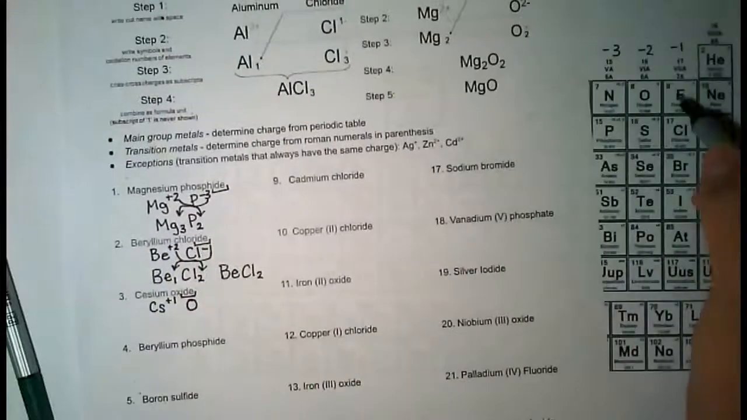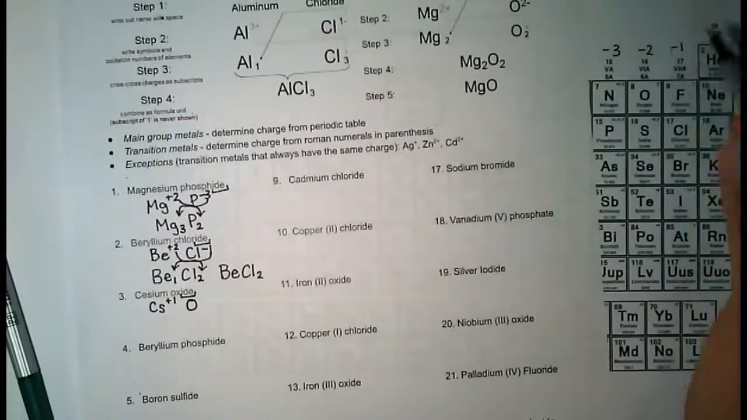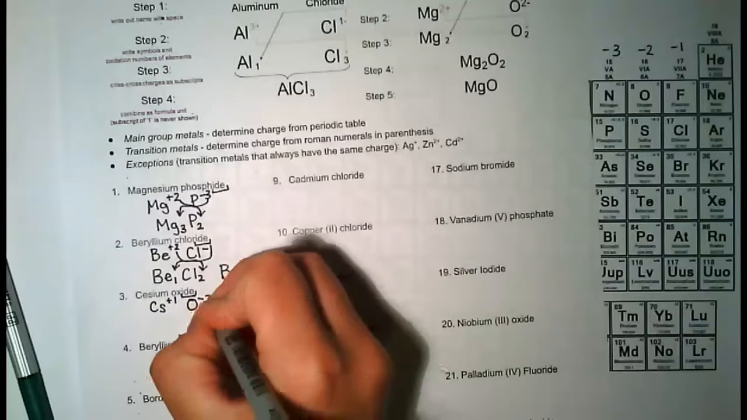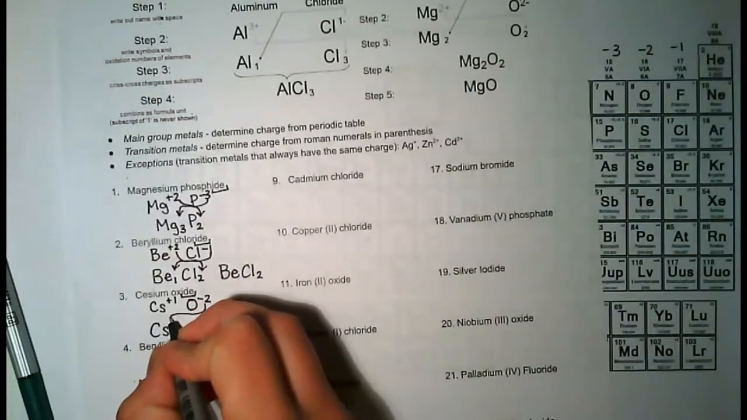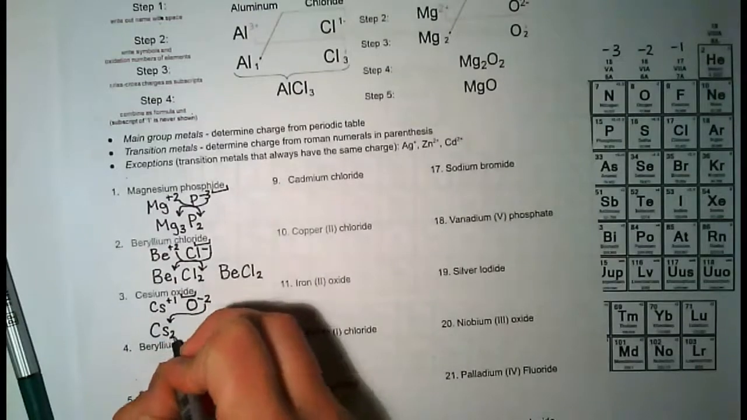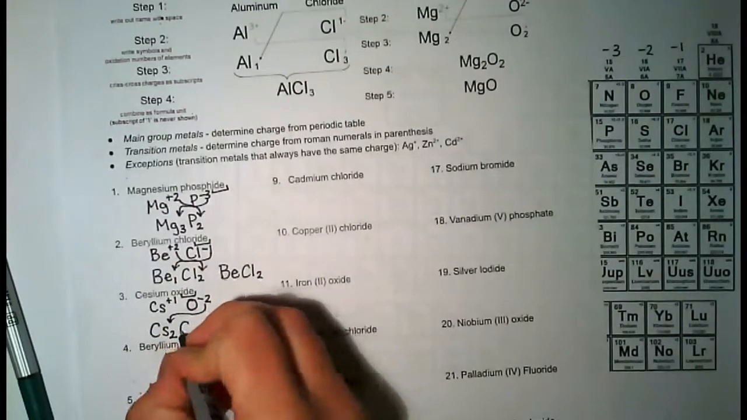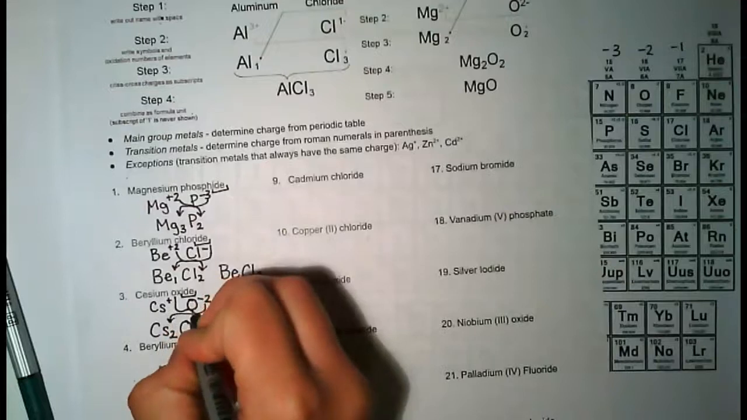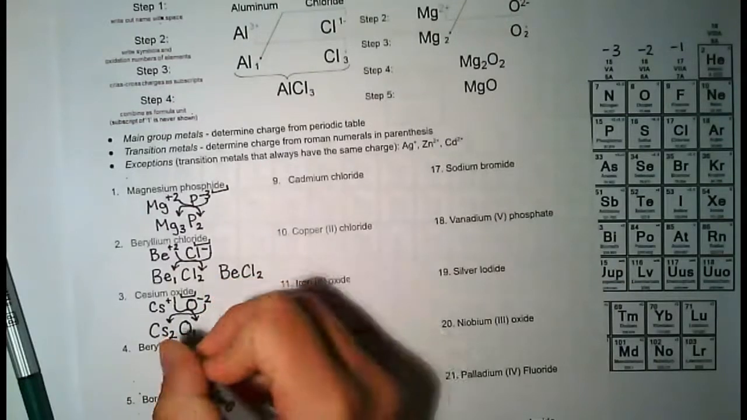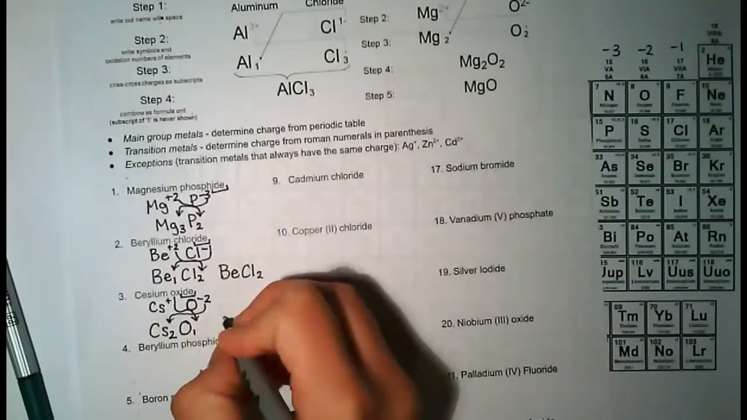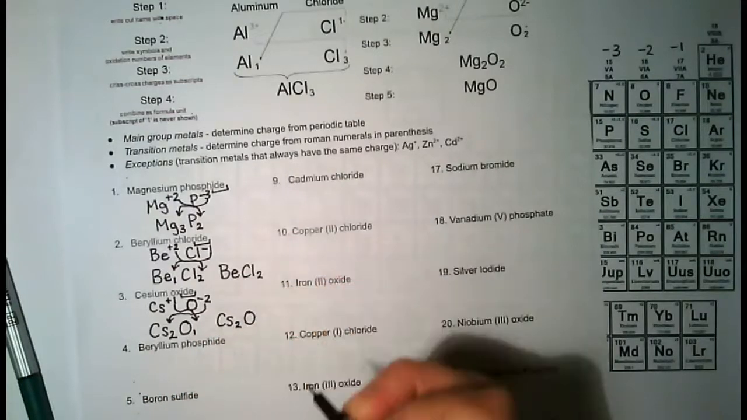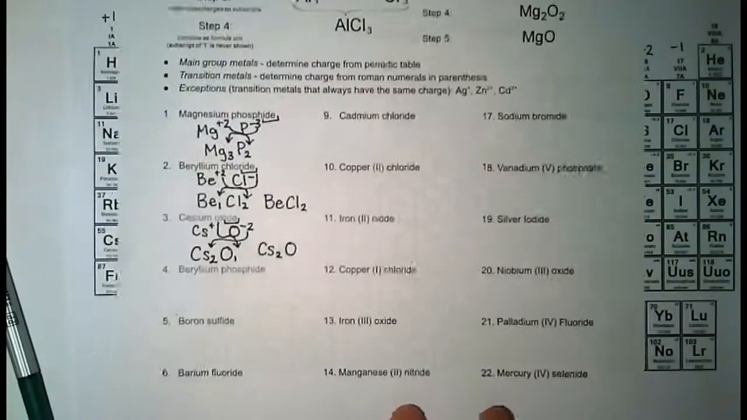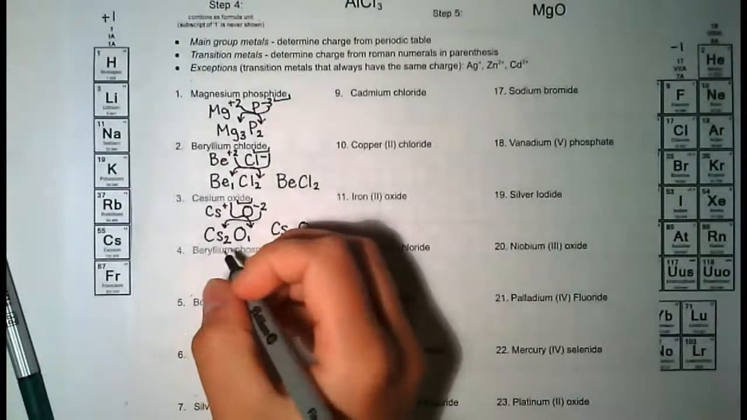and then oxygen is in group 16, giving it a -2 charge. We do our crisscross. The 2 on oxygen becomes the subscript for cesium, and then oxygen gets a subscript of 1, which we know we don't show, so I'm going to rewrite this as Cs2O, cesium oxide.